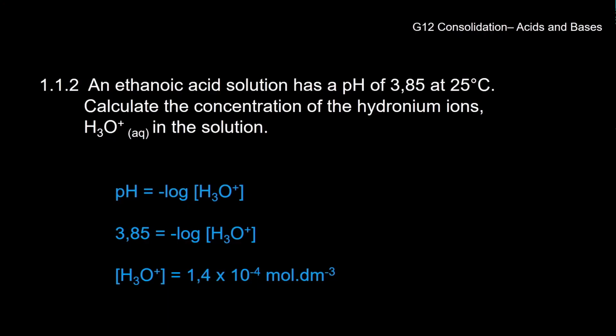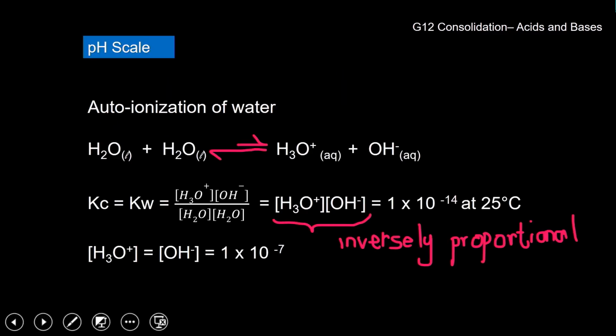And so there's very, very little molecules left in a solution of a strong acid. The next question is, an ethanoic solution has a pH, right? This is the first time we're coming up with pH, and it is at a very specific temperature, 25 degrees Celsius. We'll come back to that. Then calculate the concentration of hydronium ions, which is this ion here, H3O plus, aqueous in the solution. Now, this gives me the opportunity of walking you through this pH scale. So let's have a look at this.